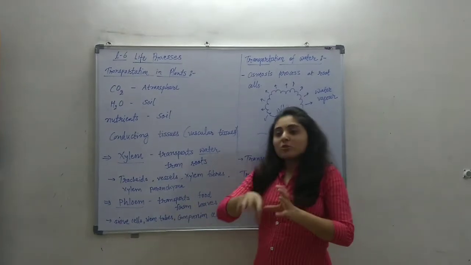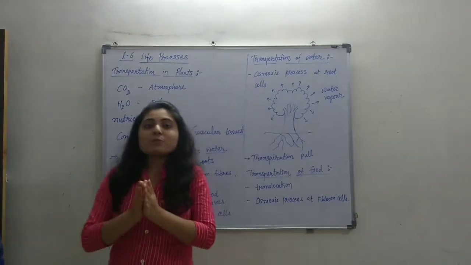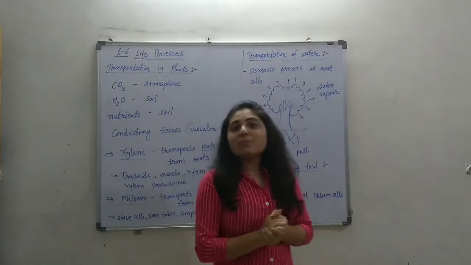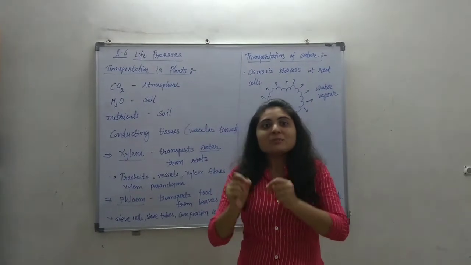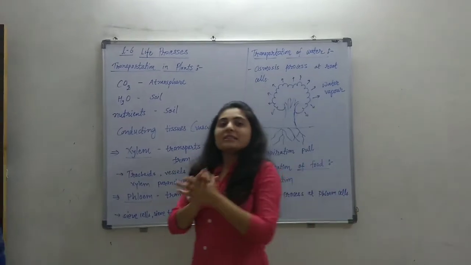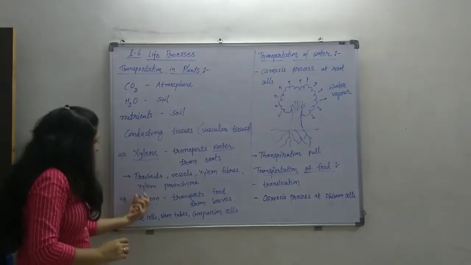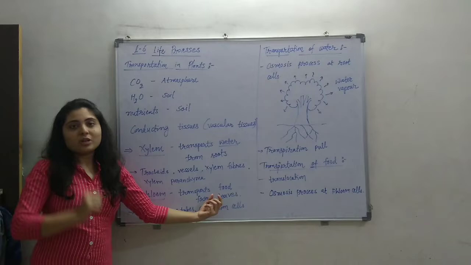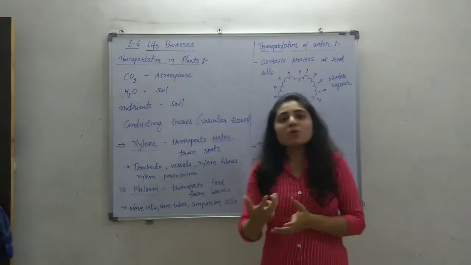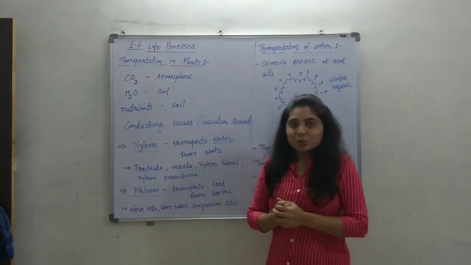After the food is prepared in the leaf, that food should reach each and every part of the plant. So the transportation of food and other materials is done by phloem tissue from the leaves to other parts. And these conducting tissues have some components to carry out this transportation function.